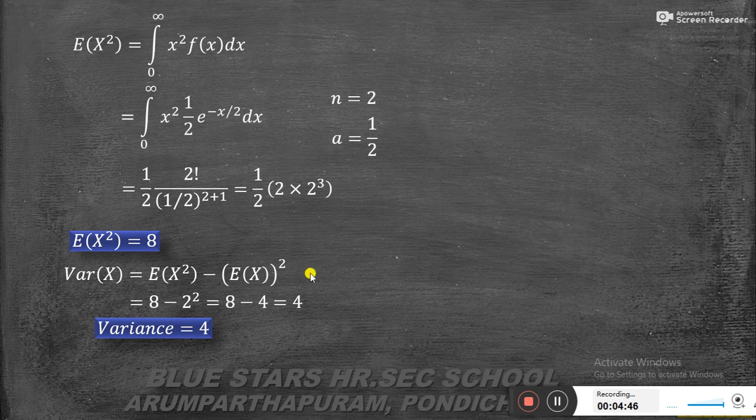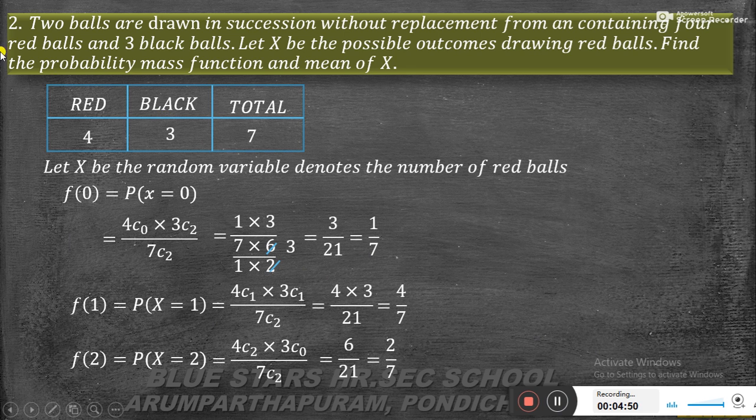So we calculated the mean and the variance. Now we discuss the second problem. Two balls are drawn in succession without replacement from a bag containing 4 red balls and 3 black balls. Let x be the number of possible outcomes of drawing red balls. Find the probability mass function and the mean of x.